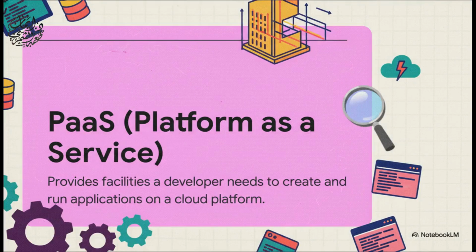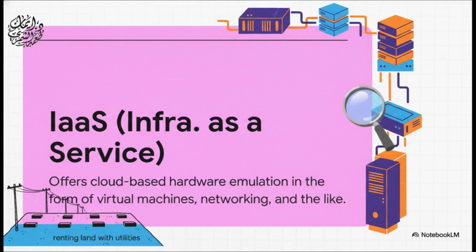Okay, one layer down is Platform as a Service, or PaaS. This is for the developers. It's kind of like renting a fully equipped workshop. You get the operating system, the web server, all the programming tools you need to build your own app, but you don't have to worry about the physical machines at all. And at the most fundamental layer, we have Infrastructure as a Service, or IaaS. Here, you're renting the raw computing infrastructure itself, the virtual servers, the storage, the networking. It's like renting a plot of land that already has all the utilities hooked up. You get total control to build whatever you want from the ground up.